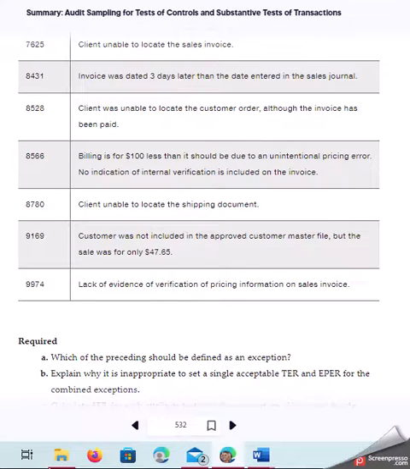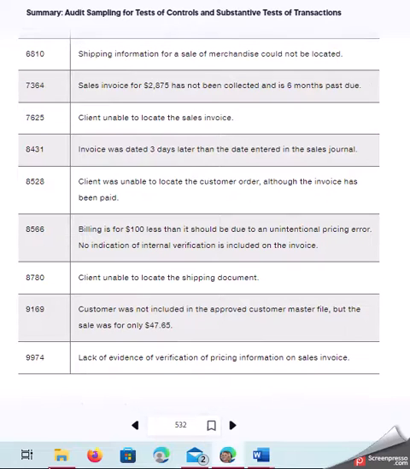All right, then billing for $100 less than it should be due to an unintentional pricing error, and there's no indication of any internal verification in that invoice. So just a true billing error, but you'd want to definitely check prices of the product. So again, if it's a specific product or service, then trace that through to other customers' invoices, make sure it was billed properly there.